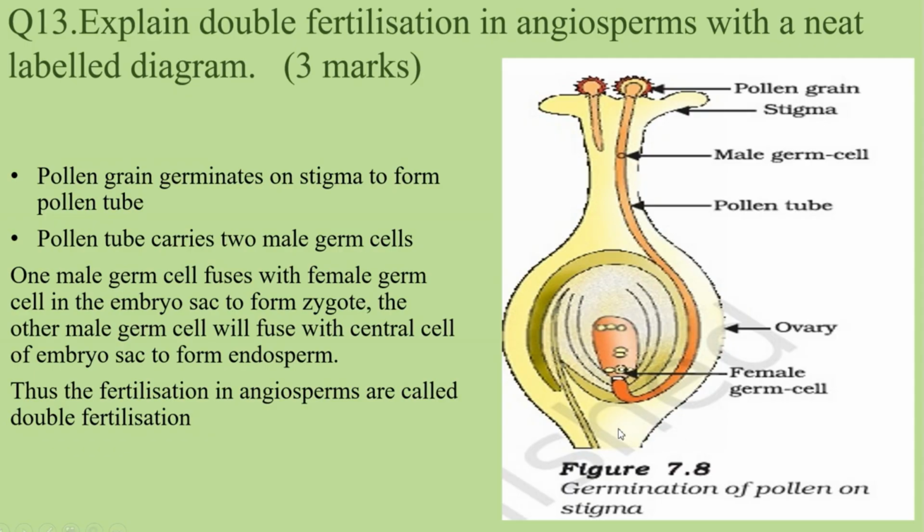One male germ cell will fuse with the female germ cell and the other one will enter and fuse with the central cell. And all this happens within the embryo sac. The embryo sac is present within the ovule. Ovules are present within the ovary.